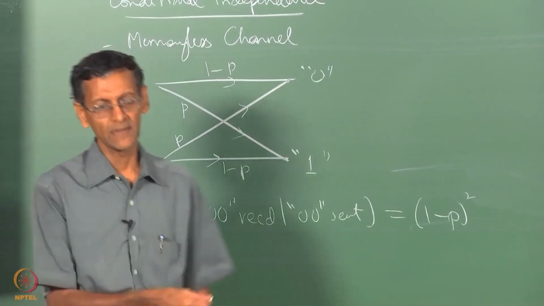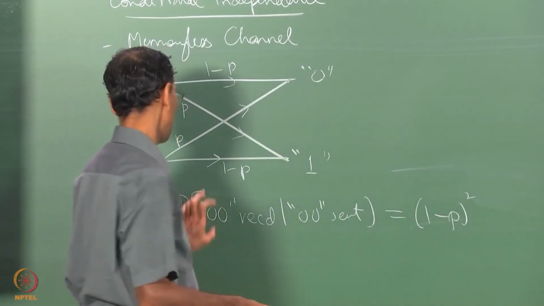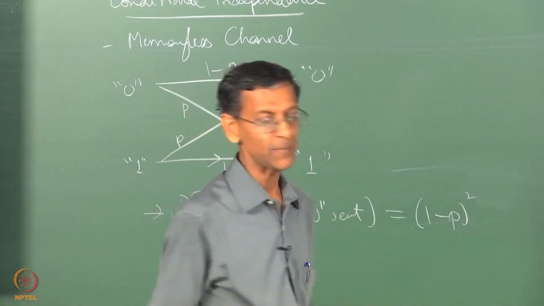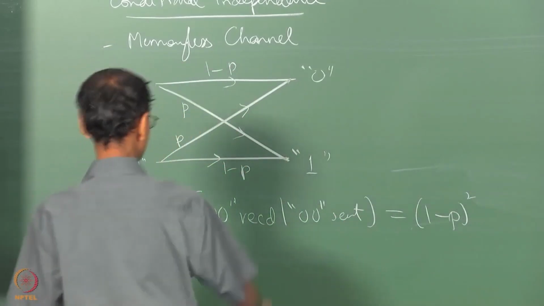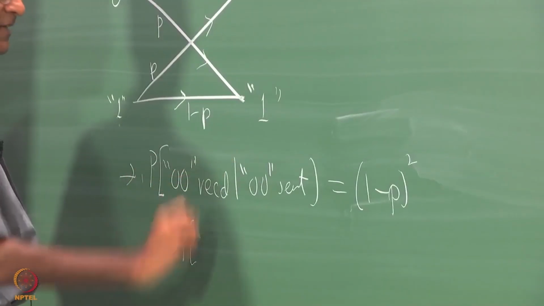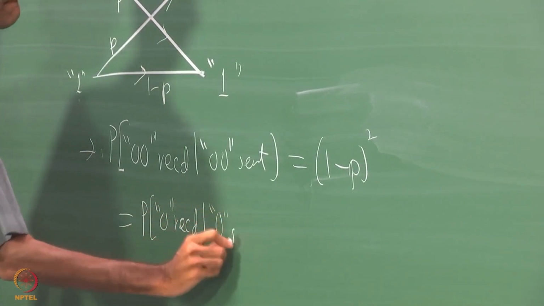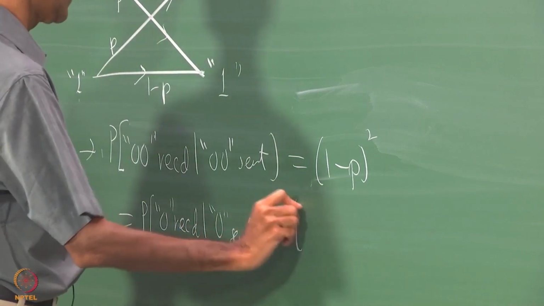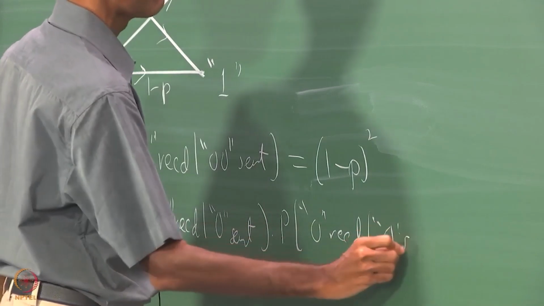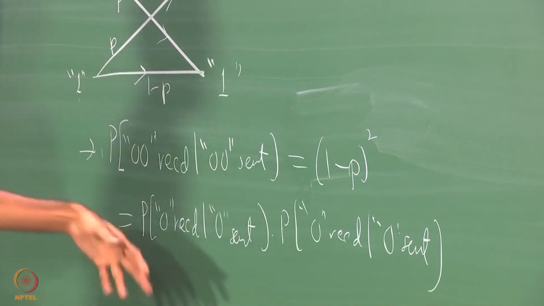Now if you want to look at the probability of receiving 1 0 and then another 0 after that, those two events will not be independent, right? Let me write it even more explicitly. The probability of 0 0 received given 0 0 sent is the probability of 0 received given 0 sent, multiplied by the probability of another 0 received given another 0 sent. These two, of course, are the same, right? So this is how the channel works.